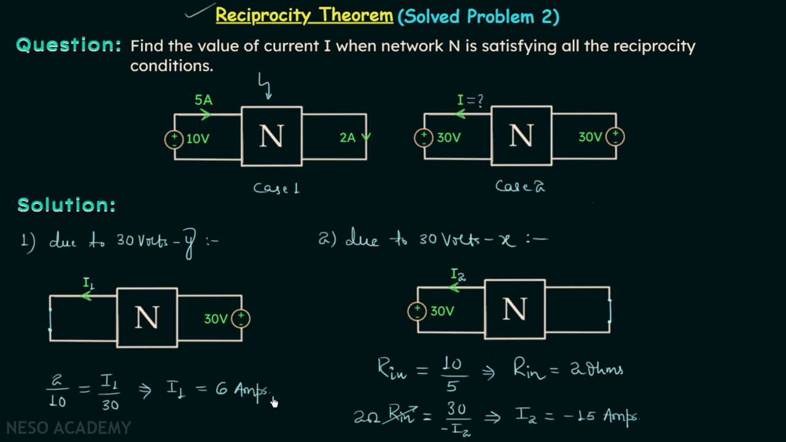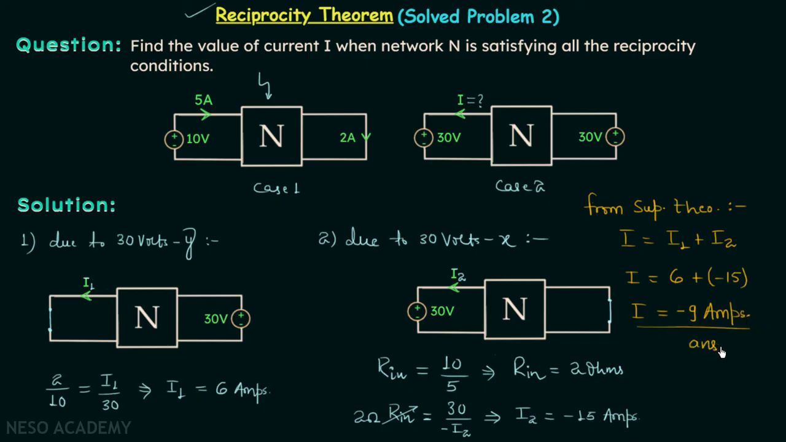We already calculated current I1. Now from superposition theorem we can say that current I will be equal to I1 plus I2. So we have I equal to 6 amperes plus minus 15 amperes. So finally current I is equal to minus 9 amperes. This is our answer. And minus 9 means the direction of current I is not like this, not leaving the network. It is entering the network.